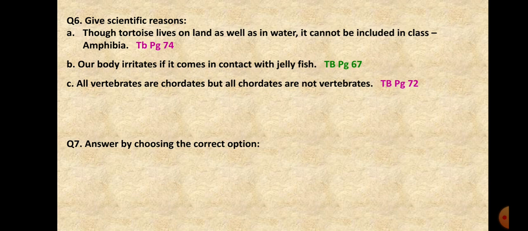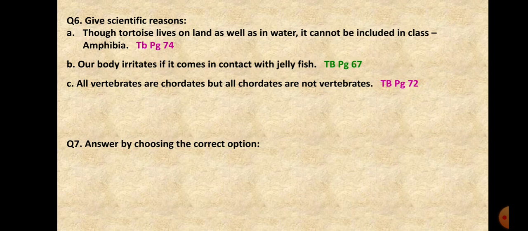Next is, all vertebrates are chordates, but all chordates are not vertebrates. Yes, all vertebrates are chordates, but all chordates are not vertebrates. Now, chordates all possess the notochord in one or the other phase of development. Okay, and vertebrates have notochord only during their embryonic life, right? And afterwards it is replaced by the vertebral column. So all the vertebrates are chordates, but all the chordates are not vertebrates. And this is given in your textbook on page number 72. On page number 72, the characteristics of both the phyla, Chordata and Vertebrata, are given.